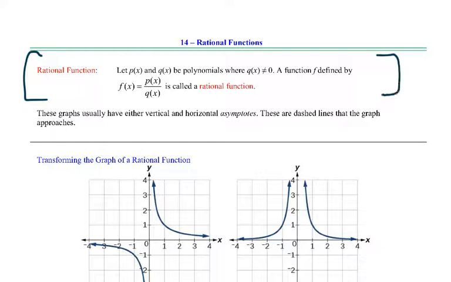A rational function: let p of x and q of x be polynomials where q of x does not equal 0. A function f defined by f of x equals p of x divided by q of x is called a rational function. So we have the quotient of two polynomial functions where the denominator cannot equal 0.